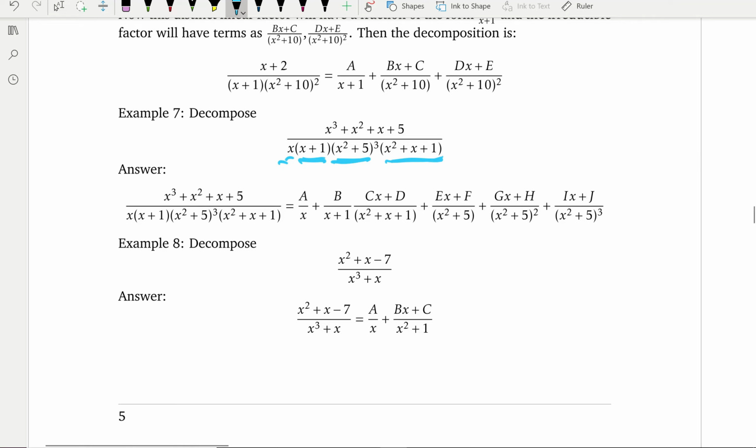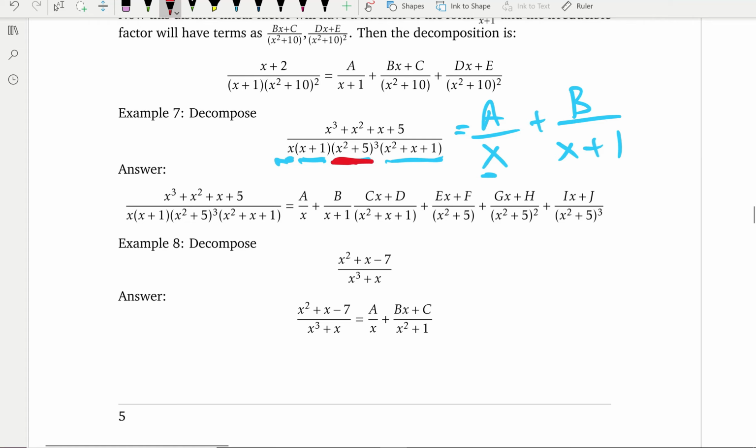So how do you write the decomposition? Take each factor at a time. So x is a factor, a linear factor. Just treat it like x plus 1, a factor like x plus 1. So A over x, it's a degree 1 factor. So A over x plus B over x plus 1. Well, I have already worked it out, so let me explain this to you.